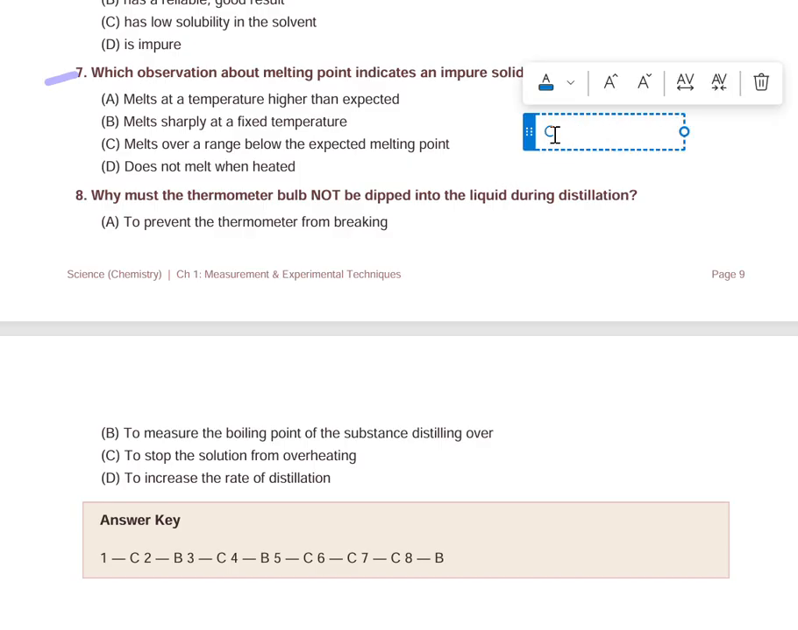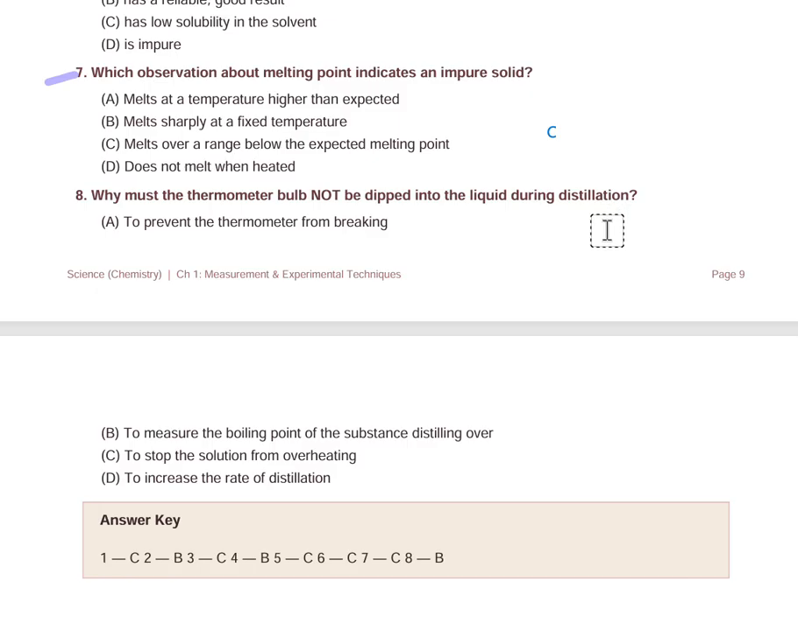The answer would be C. The reason is, for A, impurities lower the melting point, they will not raise it. It's not B because a sharp fixed melting point will usually be a sign of a pure substance, not an impure one. It's not D because not melting suggests a different substance or decomposition, not just impurity. So the answer would be C.